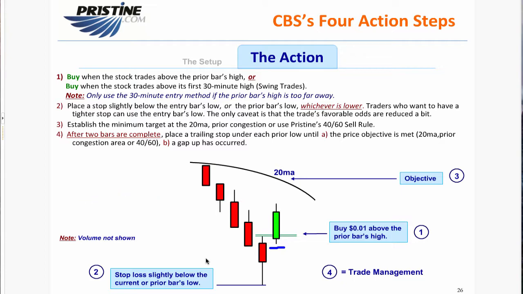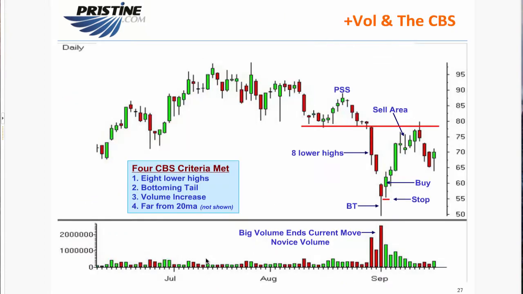So here you can see an example of a climactic buy setup. You've got your multiple red bars moving lower. They're also lower highs. You then get this big volume coming in, a bottoming tail, ending the move. So you're looking to buy it over the high of the bottoming tail.